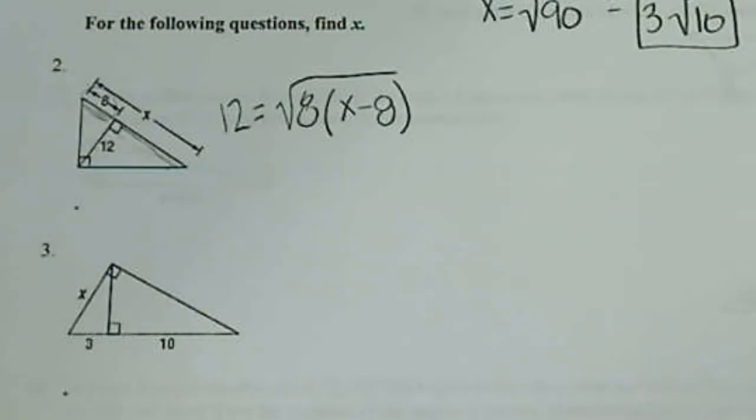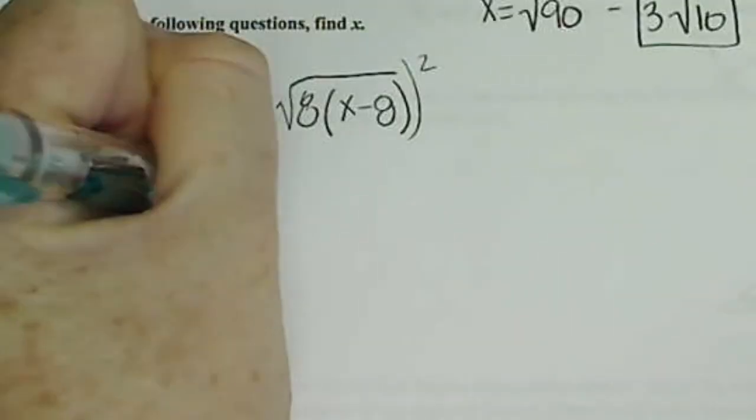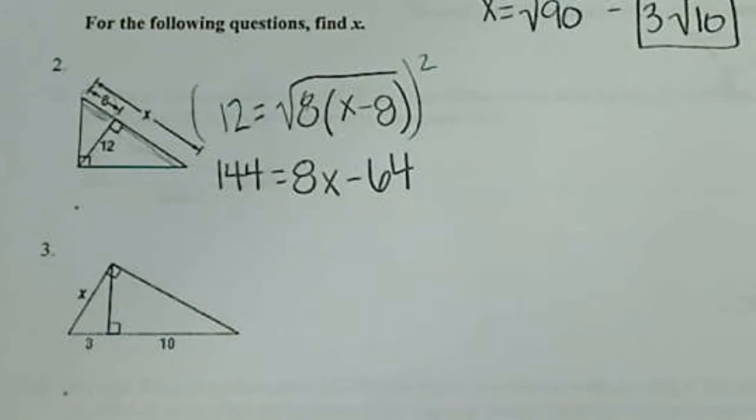but we do know that the whole thing is x, so we'll say x minus 8. To solve for x, first we need to get rid of the square root. So let's square the whole thing. 144 equals 8x minus 64. Let's solve for x.